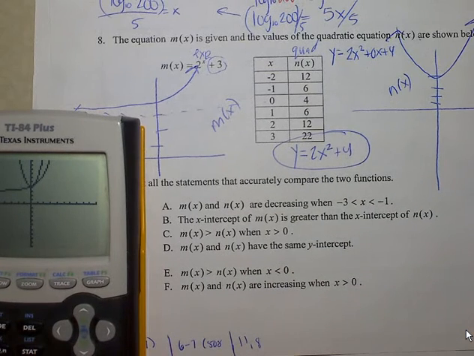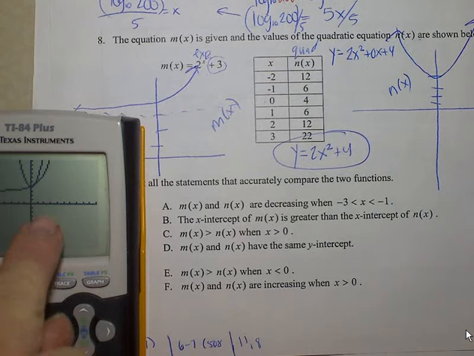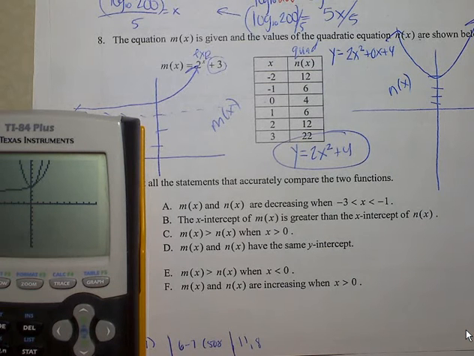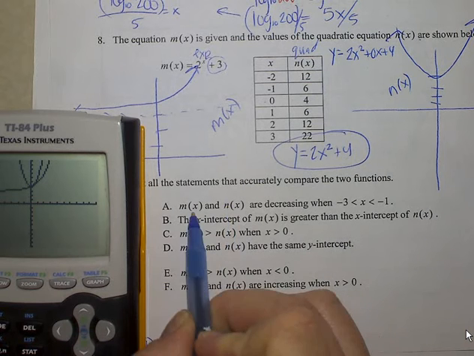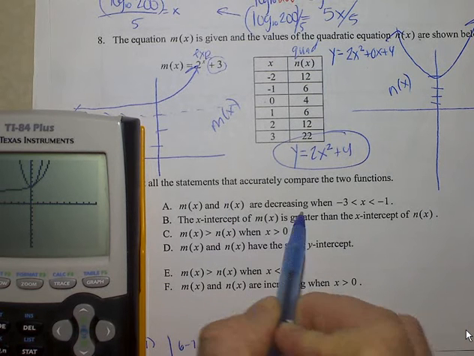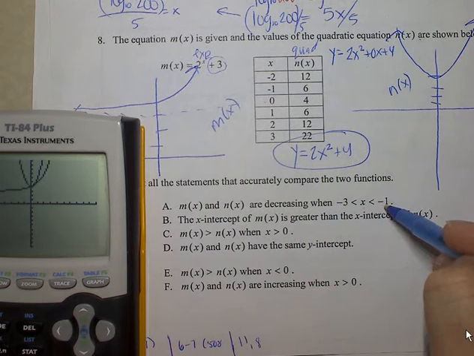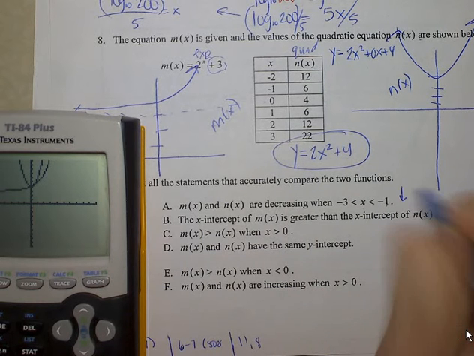Just so I don't move too fast, how many of you have the same picture of the 2 graphs on your calculator right now? Hands raised so I can see. Does anybody need a little more time to get those up? Okay, here's our first one. Are both functions decreasing between -3 to -1? Well, remember, decreasing means going down from left to right.